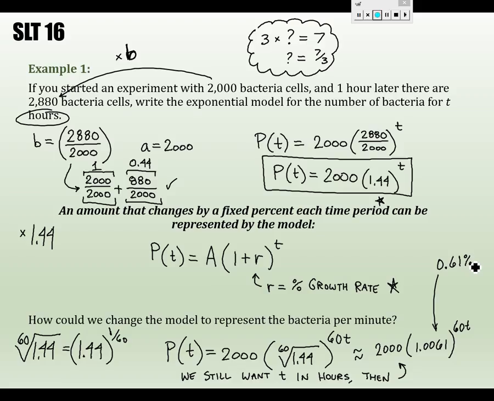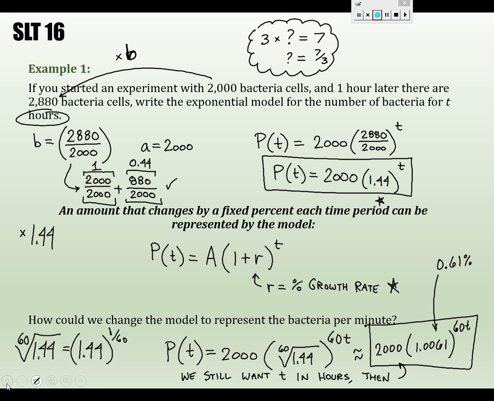So notice how this is different. Over the course of an hour, we're growing at a 44% growth rate. That's the percentage growth rate, 44% each hour. Each minute, it's 0.61% growth rate. So how can we change the model to represent the bacteria per minute? I know this seems like a little bit of a strange answer, but I think maybe that's the answer we might be looking for here.